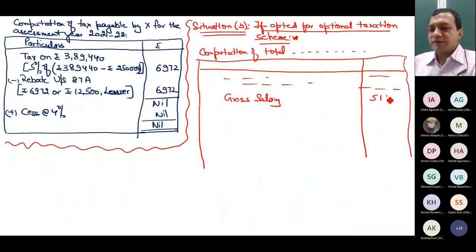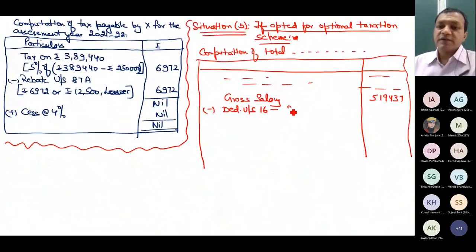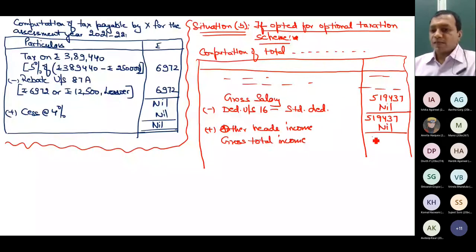Gross salary 519,437 less deduction. Can you tell me how much will be deduction under section 16 if I opted for optional taxation scheme? Nil. I will not get this deduction. Yes, very good. 519,437. Then you add income of other heads. Other heads income, nil. It is gross total income, 519,437.